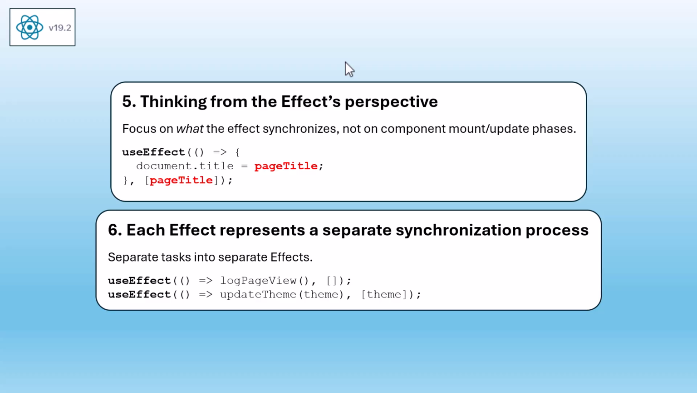6. Each effect represents a separate synchronization process. One of the common mistakes is to lump multiple unrelated tasks into a single effect just because they loosely occur at the same moment. A better approach is, if two things are truly separate, for example, one task connects to a server, another tracks a page view, then use two separate effects. Keeping them separate improves clarity and maintenance. Conversely, splitting tightly coupled logic across multiple effects can make things harder to follow.